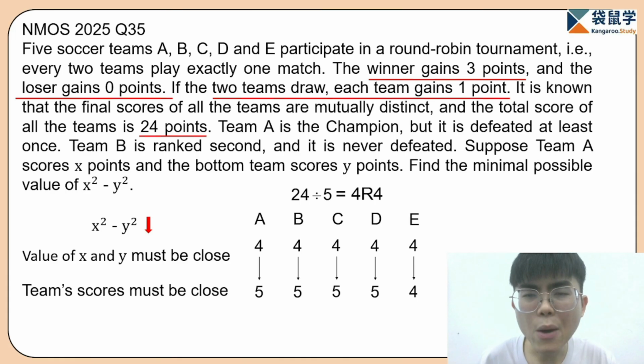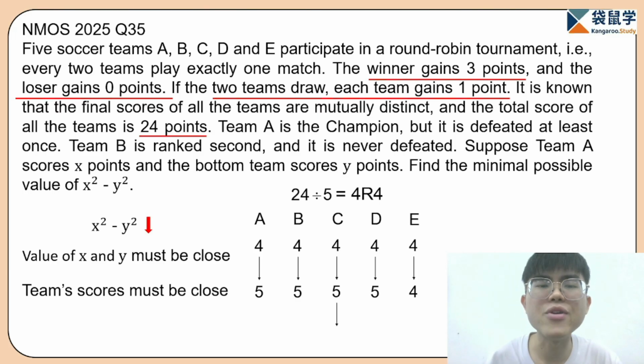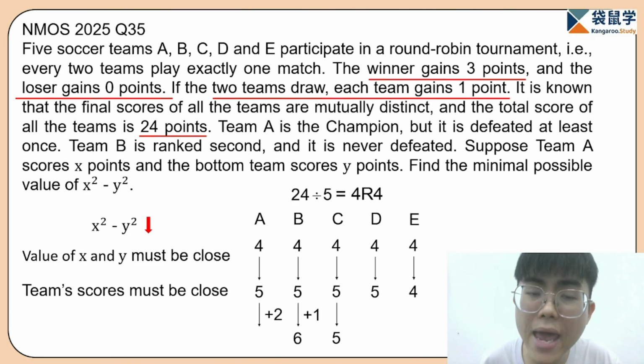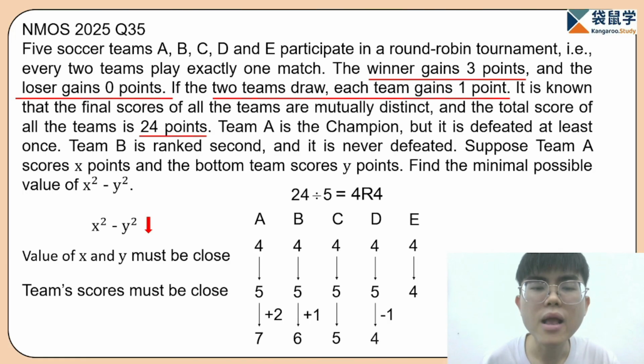But now guys, can we have a score like this? So the answer is no. Because from the question, it mentioned that the final score of all the teams are mutually distinct. So now let's try to adjust the score of each team. We let the middle team, the team C, remain at the score of 5. Then we add 1 score for the team B and it becomes 6. And we add 2 score for team A, which will become 7. Next, we minus 1 score from team D to become 4 and we minus 2 score from team E to become 2. So now we already found the score for each of our teams here, which are distinct.